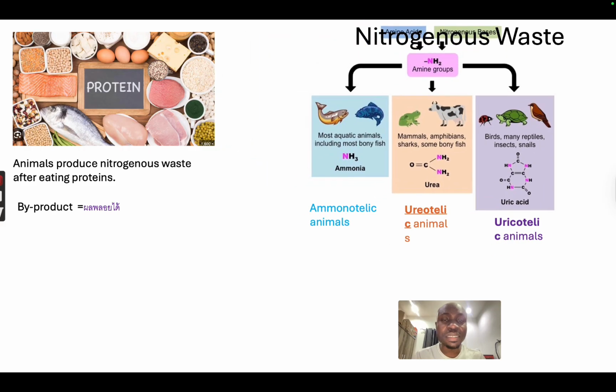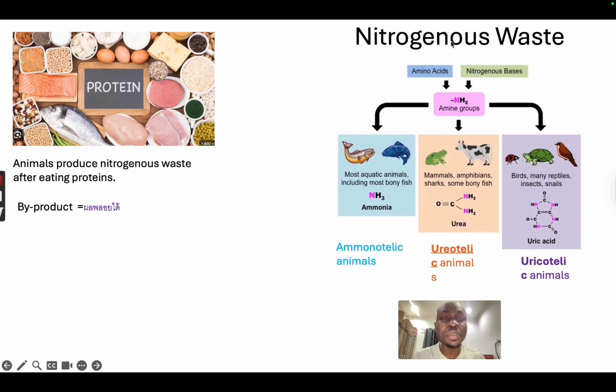Now, some animals can remove the nitrogenous waste as ammonia, NH3, and some animals remove nitrogenous waste as urea, and some remove nitrogenous waste as uric acid. So ammonia, urea, or uric acid. Most fishes remove nitrogenous waste as ammonia, and mammals use urea, and birds and reptiles use uric acid.